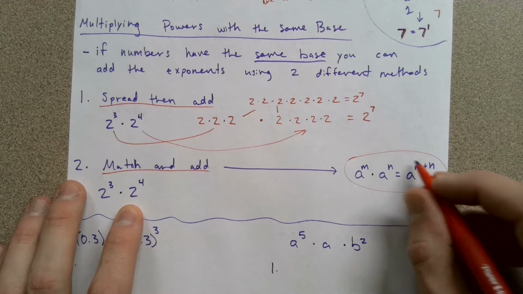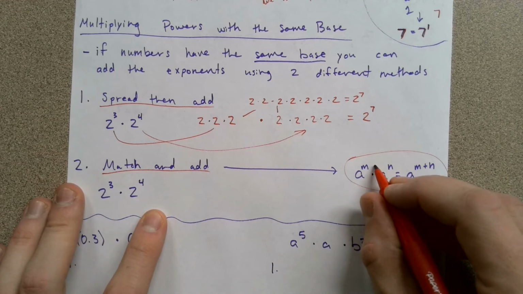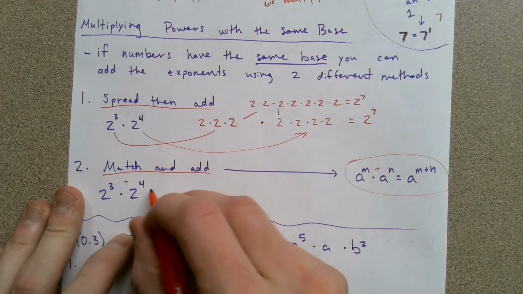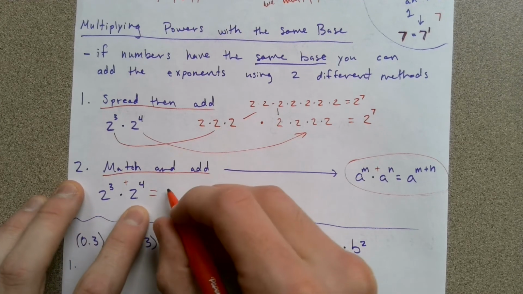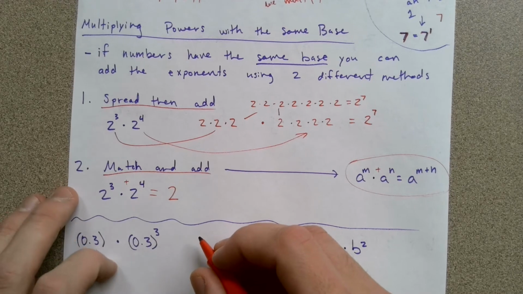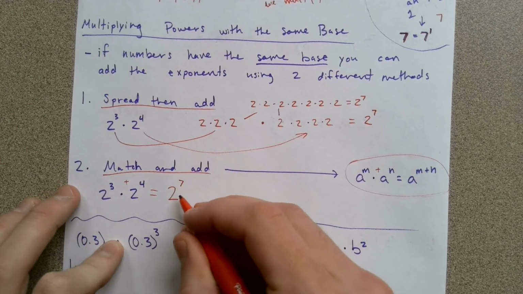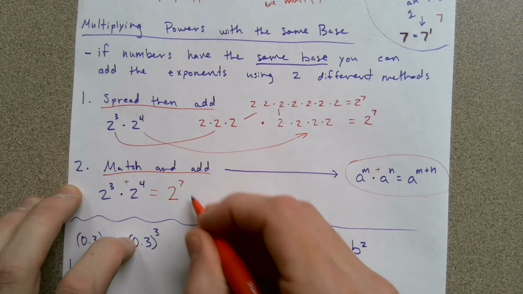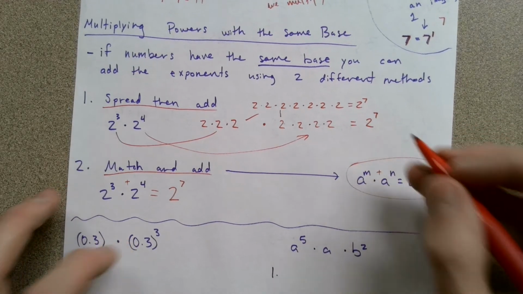Then look at what happens. A to the m plus n. We're going to take these two exponents and just add them up. Look at this. We got a 2 as our base. We know it's going to stay our base. 3 plus 4 is what? 7. Well, look at that. 3 plus 4 is 7. 2 to the 7th power. That's what we got when we split them all up, too.